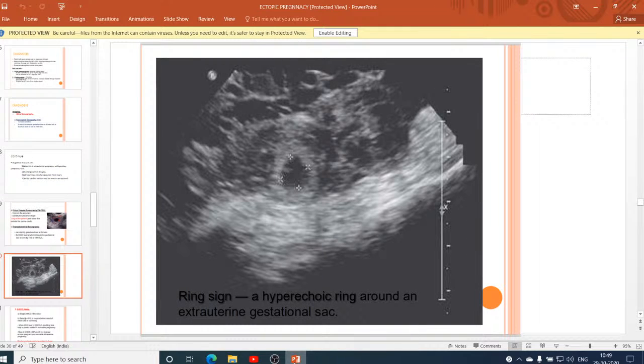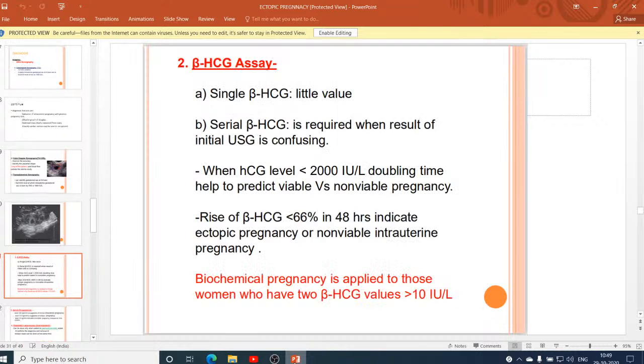This diagram is showing spots, that is a ring sign, a hyperechoic ring around an extrauterine gestational sac. Now beta HCG. A single beta HCG has little value. Serial beta HCG is required when the result of the initial USG is confusing. When the HCG level is less than 2000 international units, doubling time helps to predict viable versus non-viable. A rise of beta HCG of less than 66% in 48 hours indicates ectopic pregnancy or non-viable intrauterine pregnancy.